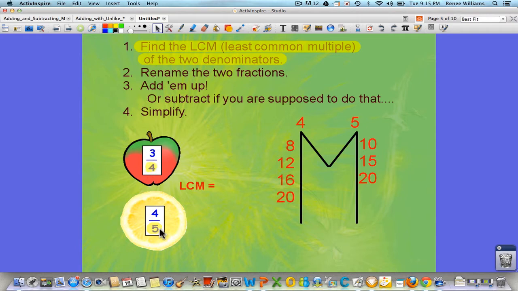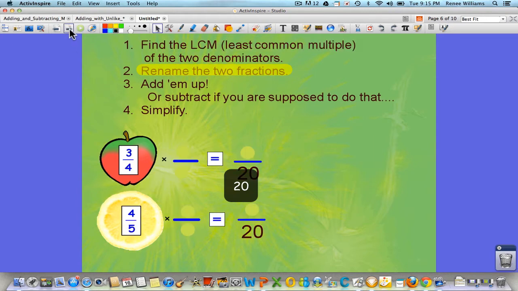So the least common multiple of 4 and 5, if we search through, there's a 20 here and a 20 here. So our least common multiple is 20. We rename the two fractions by multiplying by scale factor. 4 times what is 20? It is 5. And whatever we do to the denominator, we're also going to do to the numerator. So we have 3 times 5 is 15, and 4 times 5 is 20.